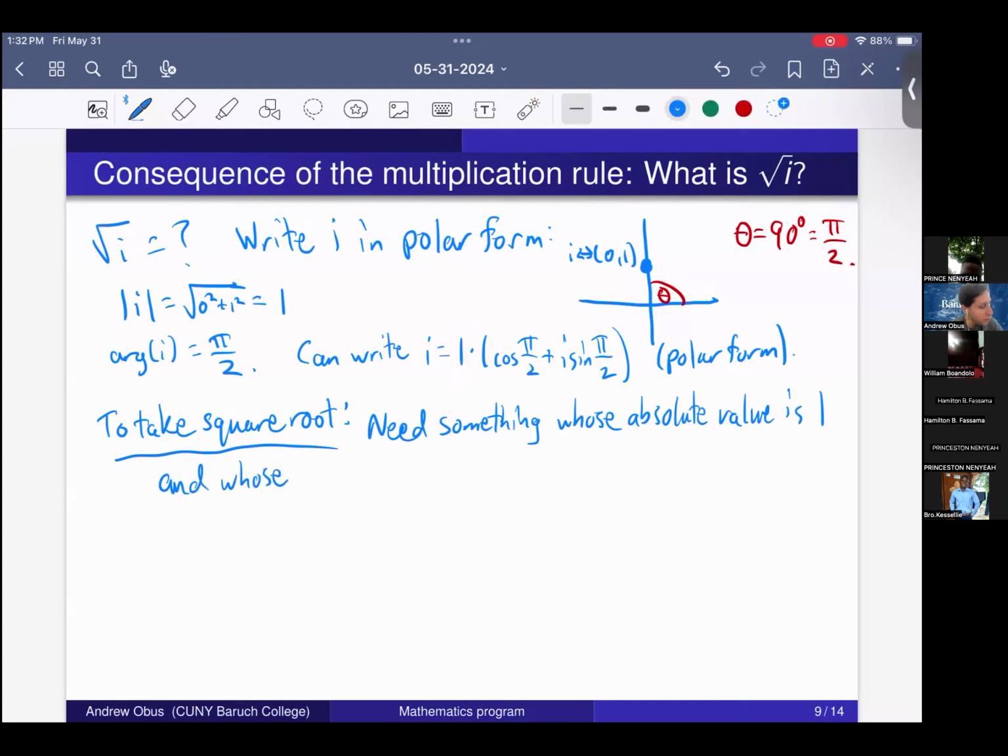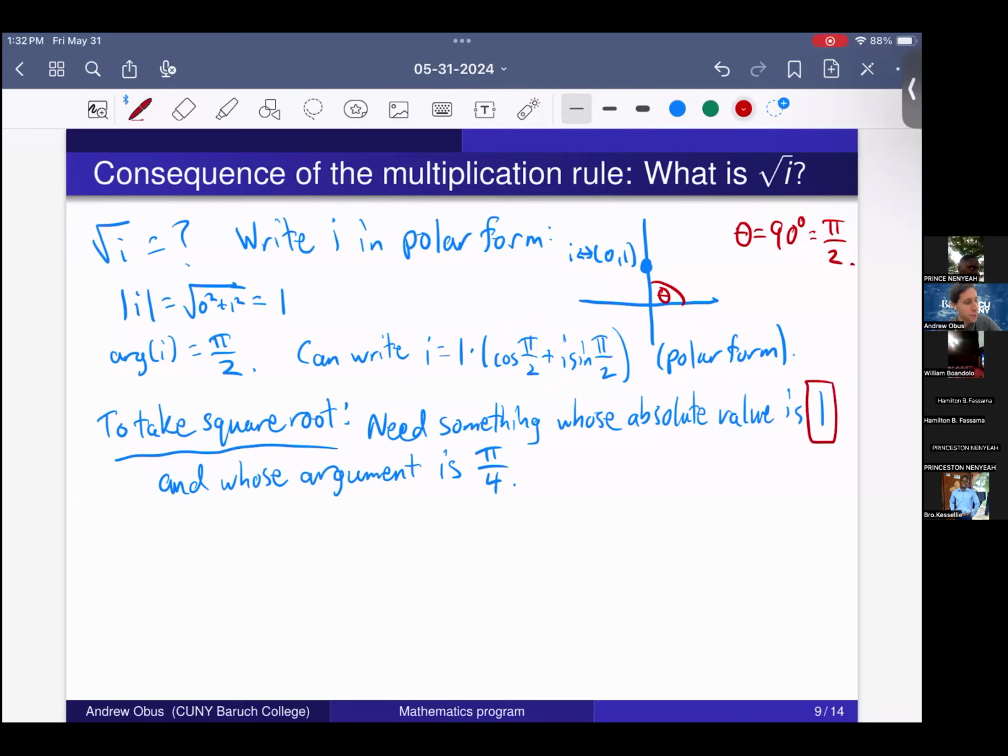and whose argument is, well, the argument will double when you square it. When you square it, you want to get i, something whose argument is pi over 2. Squaring doubles the argument, which means taking the square root has to halve the argument. So you're looking for something whose argument is pi over 4.